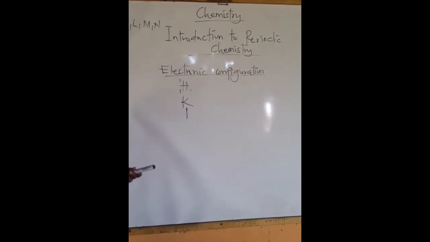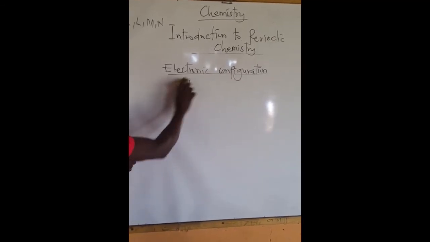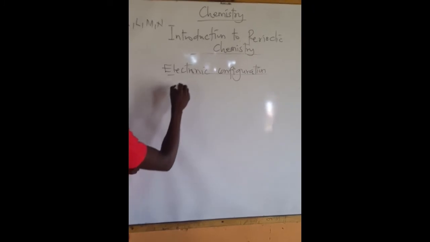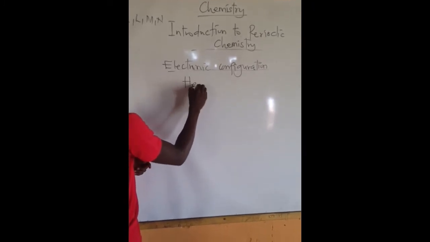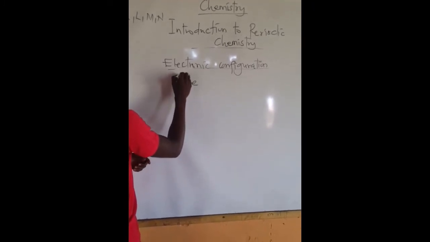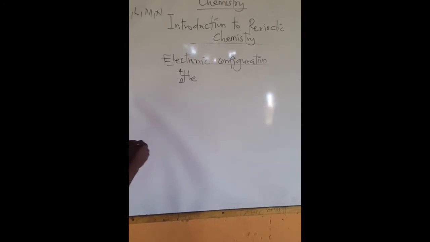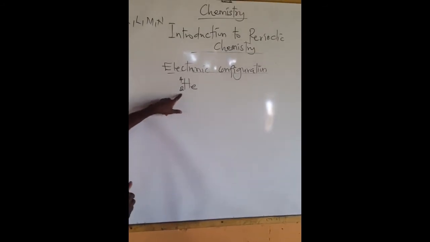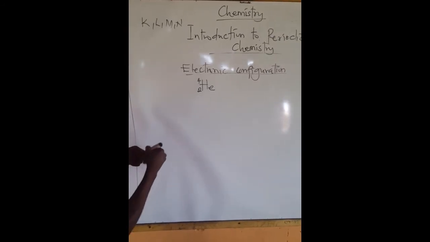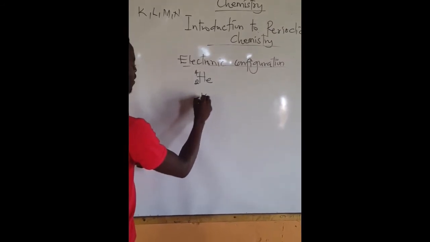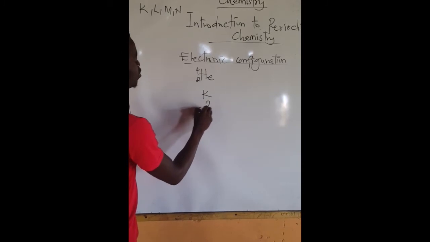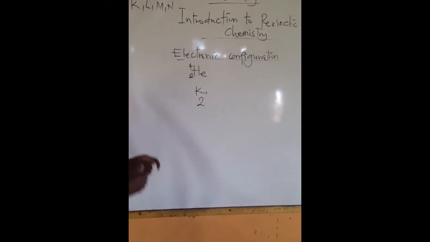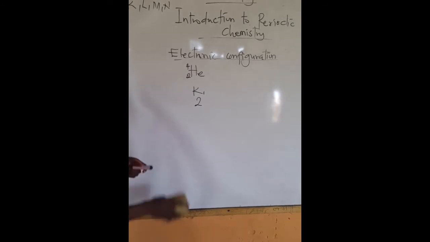Now let's take our next example, which is helium. For the helium atom, the atomic number is 2 and the mass number is 4. So helium also has 2 electrons, meaning the 2 electrons will also go to the K shell. We are going to have our K, and how many electrons? 2. So K is the first shell.